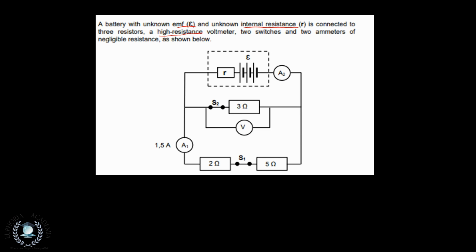So as mentioned, the battery has an internal resistance which we do not know, and it has an EMF which we do not know, but the current is going to flow from the positive terminal of the battery, through the internal resistance, then out of the battery, and then it's going to go into this branch, and then through the 3 ohm resistor, and then finally join again like that.